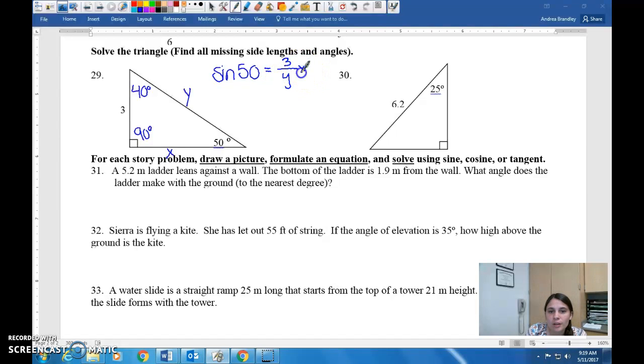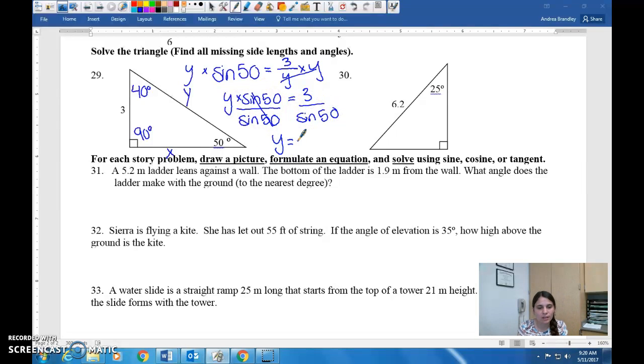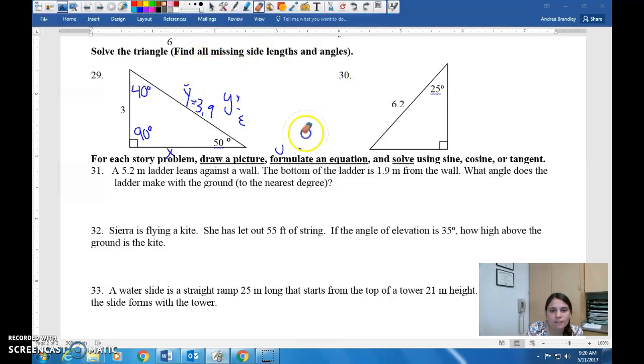So then from here, I have to multiply by what's in the bottom, so I'm going to multiply by y on both sides. So I have y times the sine of 50 equals 3. Then to get y by itself, I'm going to divide by the sine of 50 on both sides. And y equals 3 divided by the sine of 50. So 3 divided by sine of 50 equals about 3.9. So this side length is about 3.9. Then I'm going to erase my work so that I can find x.